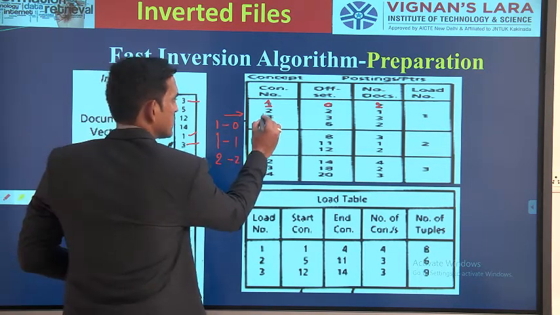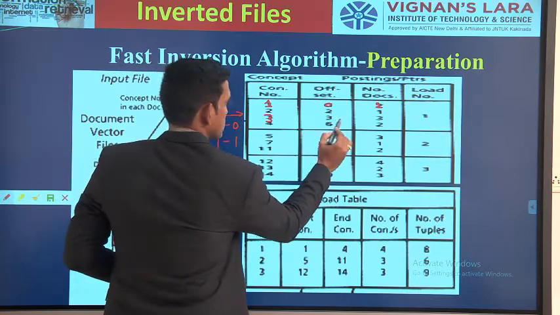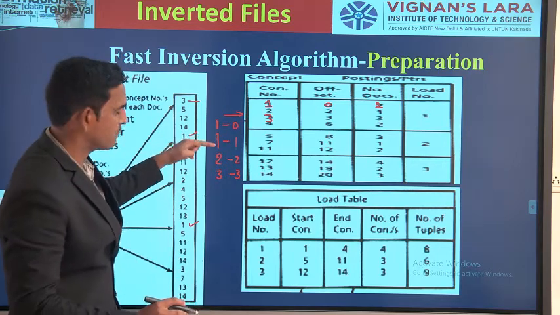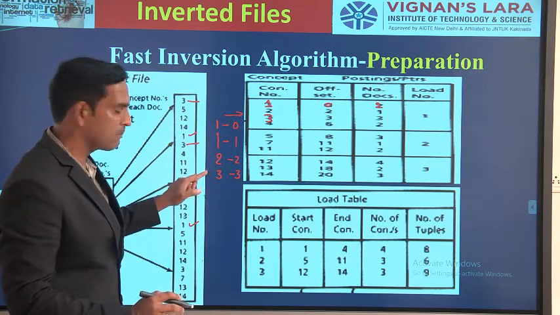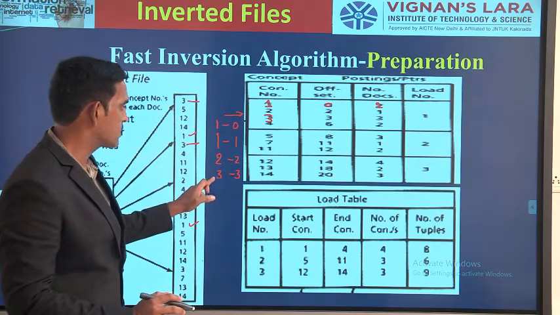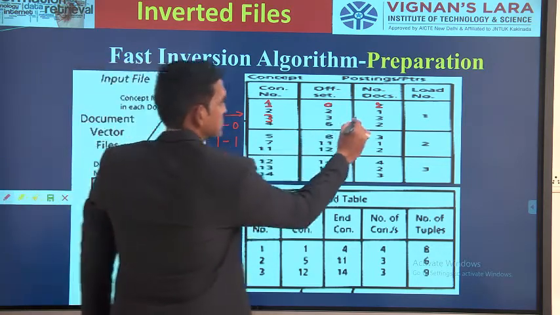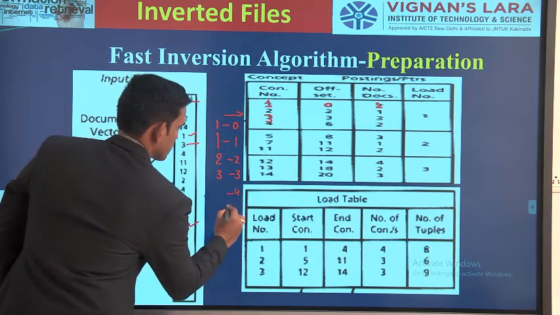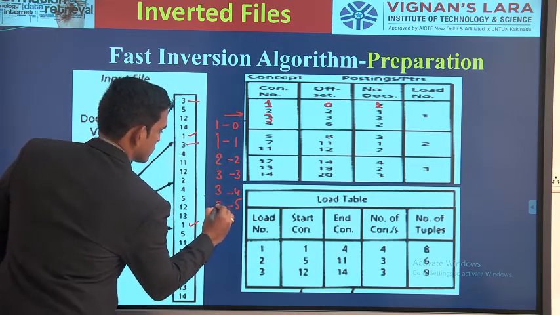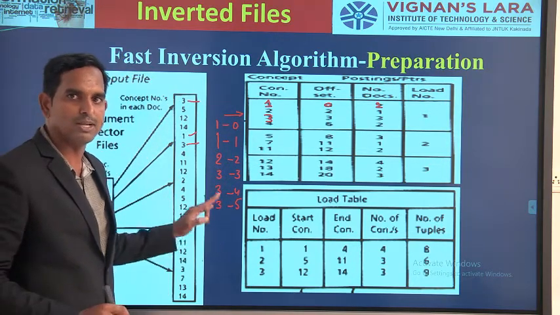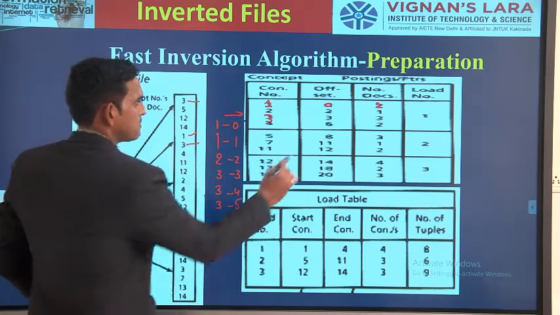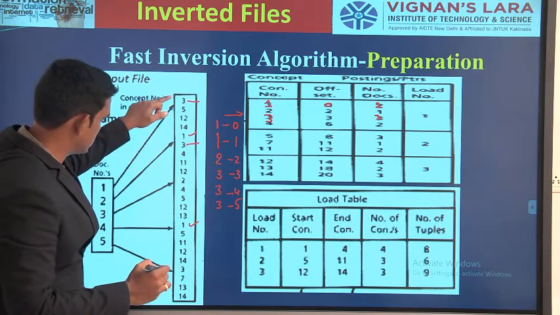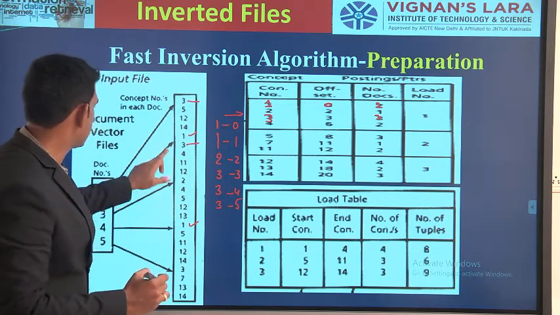Now if you go for the third concept, the third concept is present at offset 3. Why? Because the first 3 offsets are filled by concepts 1 and 2. So the third concept will be present at the third offset, and it is present in 3 documents. So your offsets 4 and 5 will be filled by concept 3. So concept 3 will be present in 3 documents, that is, document 1, document 5 and document 2.